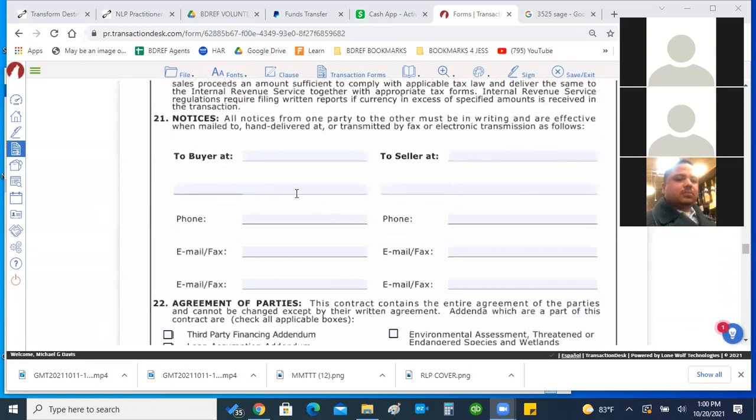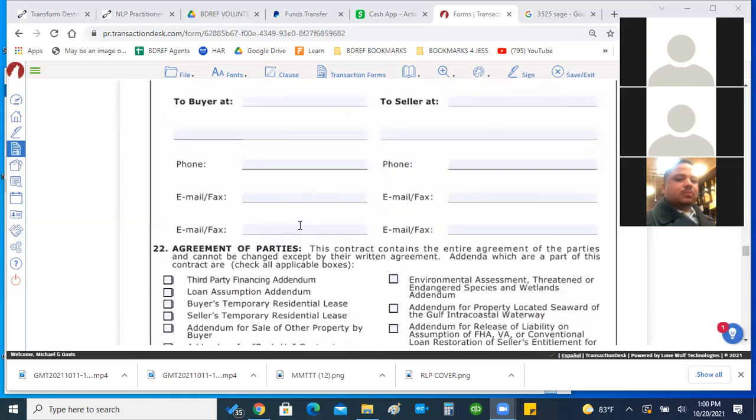Again, with notices, you want to go ahead and add this, which is really for the title company. So your client's mailing address will go here, the client's phone number, client's email address, fax number, if they have that. That information will go here. The seller's information will go there. So the title company has the information that they need to be able to reach out to the client. So go ahead and do that.